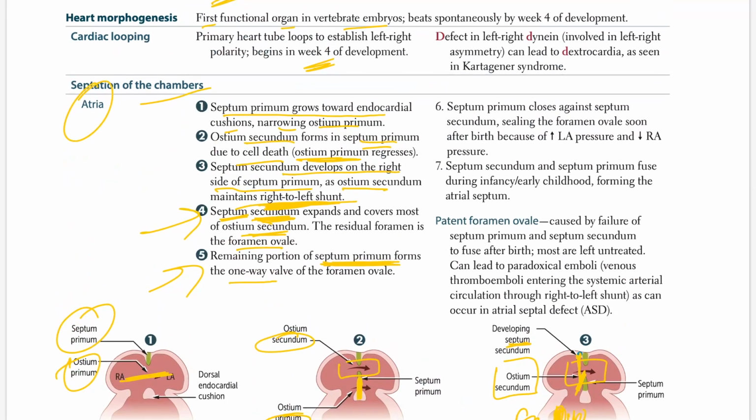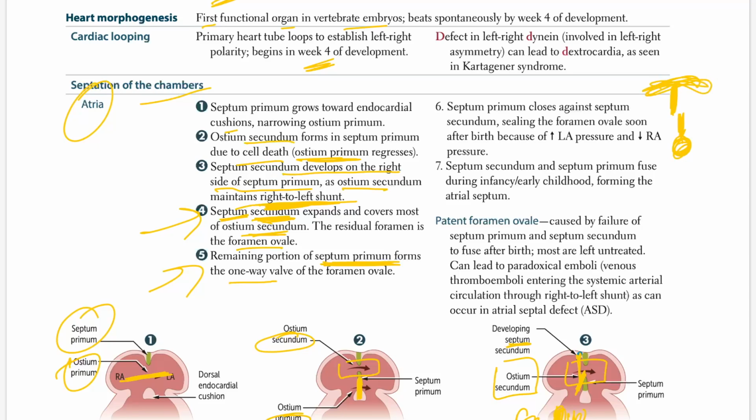Now, looking at the 6th point here, it says septum primum closes against septum secundum, sealing the foramen ovale soon after birth by increase in left atrial pressure and decrease in right atrial pressure. So there's a simple thing again. You have the septum secundum here, and you have the septum primum, endocardial cushion, and just atria.